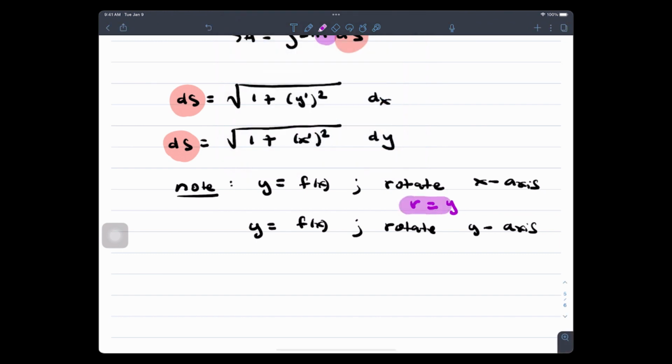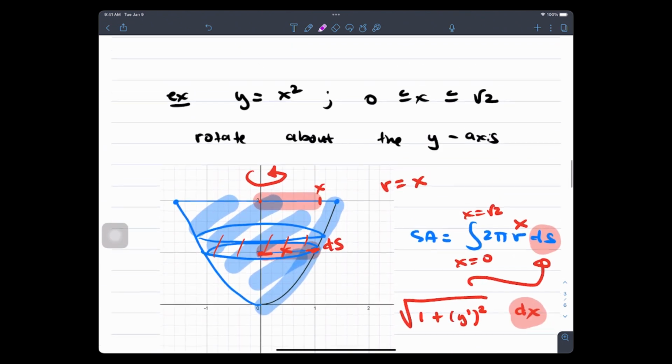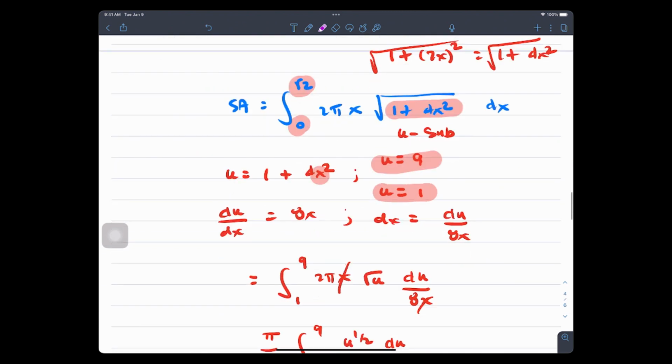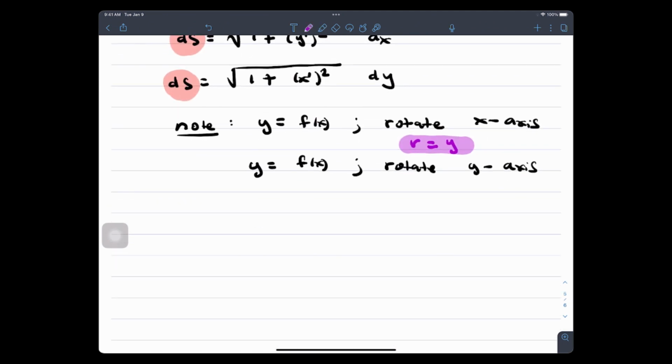And then what happened when I rotated about the y-axis? Go back over here. What happened with your radius? It's now going to be the what? The x value. So your radius is the x value here. So I just want to summarize this here for you guys, okay?